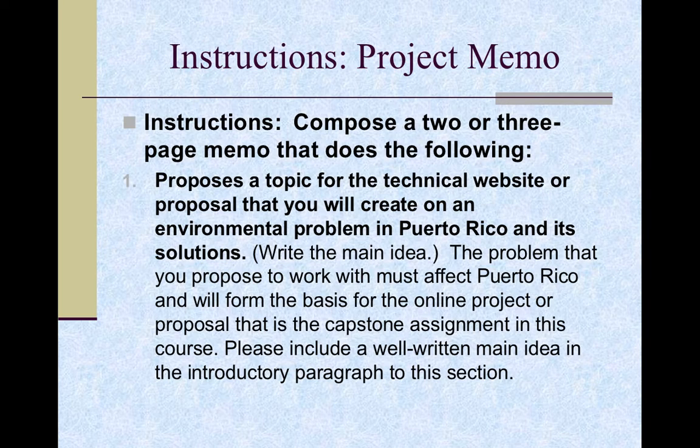your website or your proposal. And like I said, the subject has to be some sort of a problem that you see affecting Puerto Rico. And again, when I talk about writing a main idea, you could also call it a thesis statement. It should be a well-written declarative sentence.